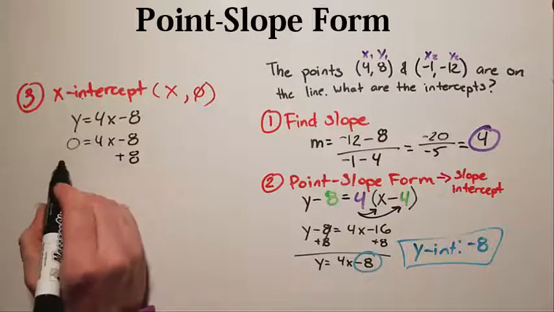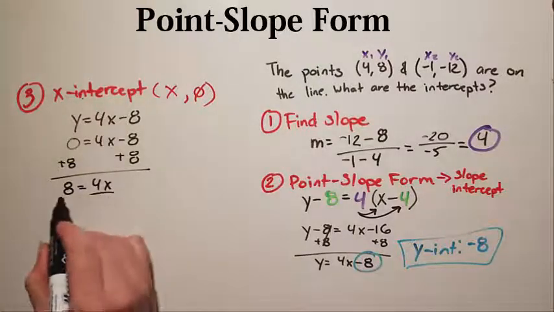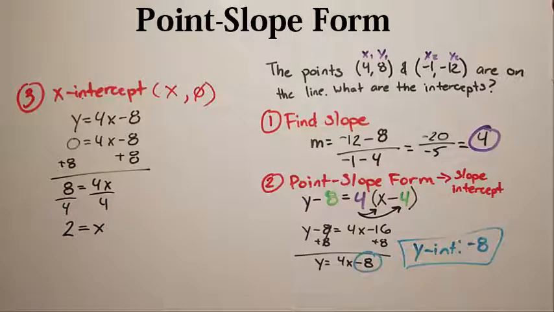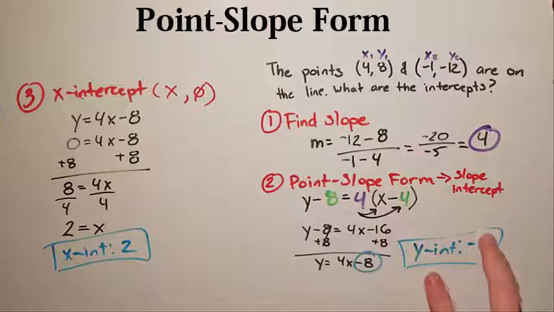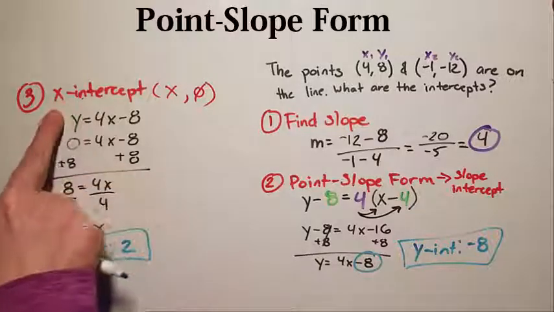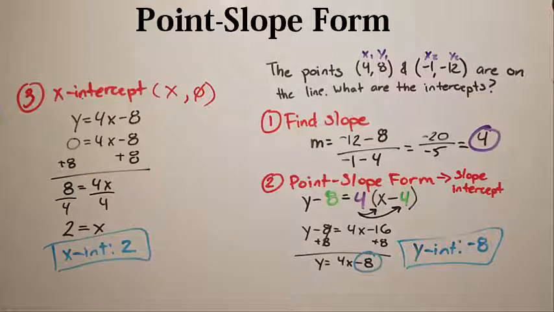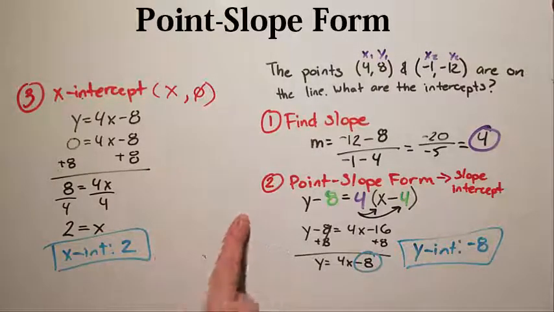So I have to add 8 to each side. I get 8 to equal 4x. Divide both sides by 4. I get 2 equals x. Well, if x equals 2, then I know my x-intercept is 2. So we found our y-intercept from the slope-intercept form, and we found our x-intercept because we know if we want our x, that means we have to keep x, and y turns to 0. We went ahead and solved for our x-intercept. So this one problem actually puts together everything that we've learned from this chapter so far.